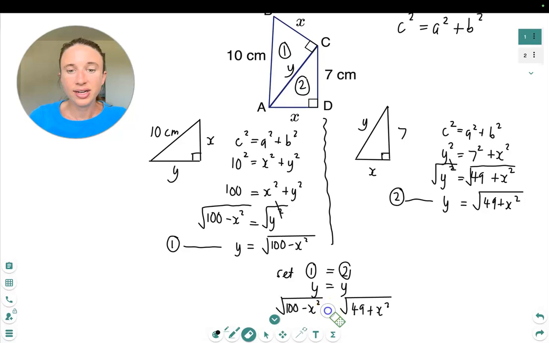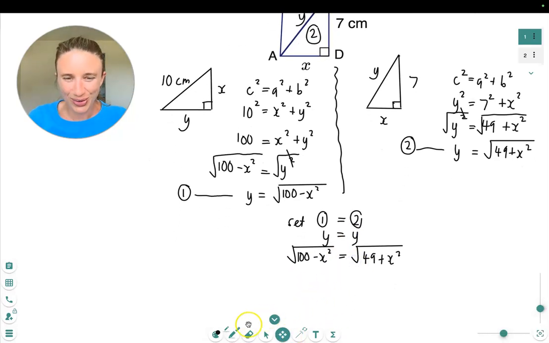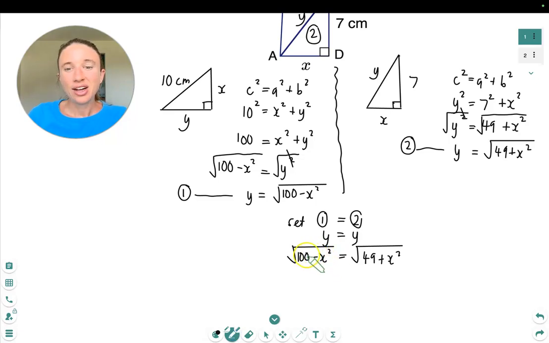Now, this looks scary, and if you get to this point, you might not know what to do. We are going to get rid of the square root sign on both sides, okay? How do we do that? We square both sides. Square cancels square root. So that gets rid of that, that gets rid of that, and we're just left with whatever's underneath the square root sign. And it looks a lot nicer. So 100 take x squared and 49 plus x squared.